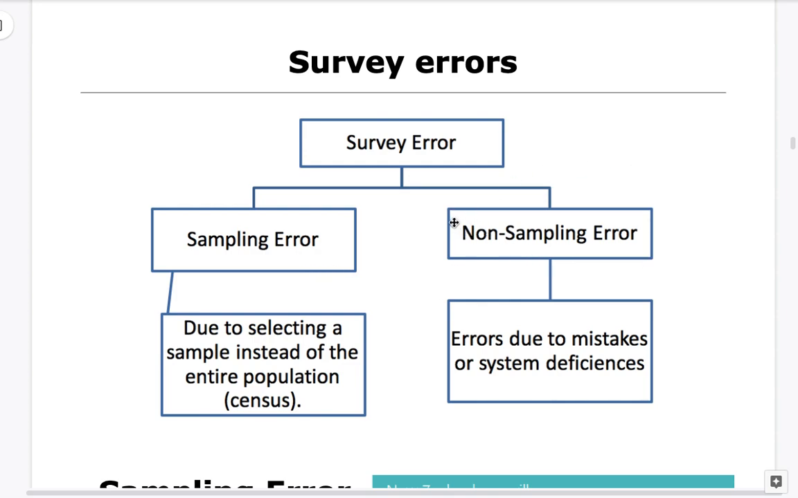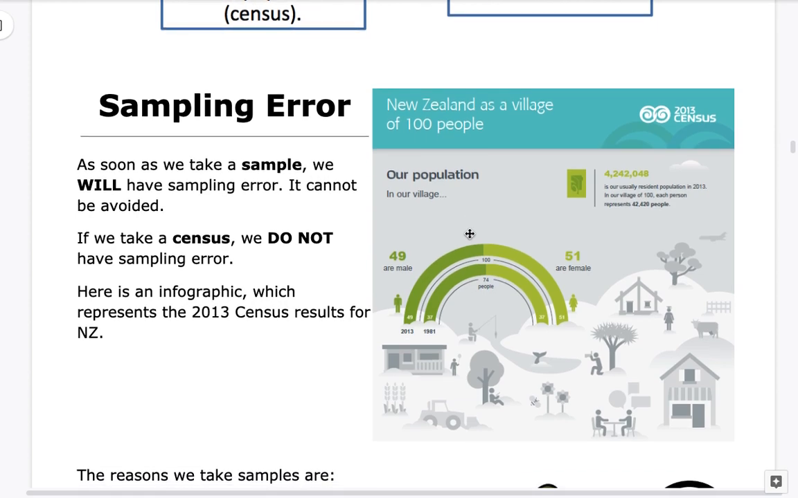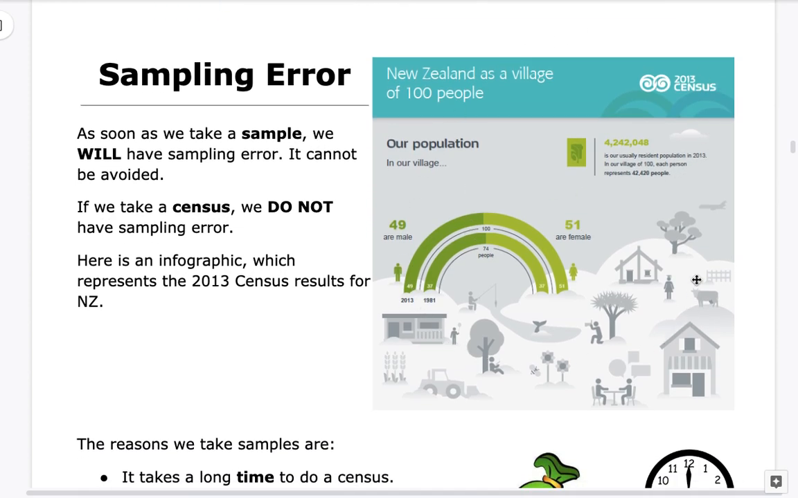The other type is non-sampling errors, and so this is looking at a few other particular types of it, and we'll go into that in more detail. So sampling error. So if I was to take a census, and the little image that we've got here is from our 2013 census. So this gives us the proportion of male and female, the total number of people in our country, and so on. So if I know all of this information about every single person in the country, then I've got my census, and therefore I will not have sampling error.